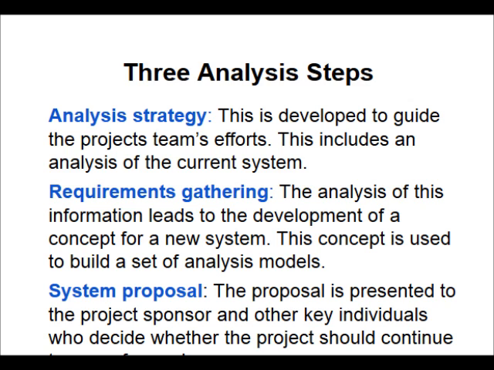In the case of analysis strategy, this is developed to guide the project team's effort. This includes an analysis of the current system. In requirement gathering, the analysis of this information leads to the development of a concept for a new system. The concept is used to build a set of analysis models. The last step in the analysis is the system proposal. The proposal is presented to the project sponsor and key individuals who decide whether the project should continue to move forward.